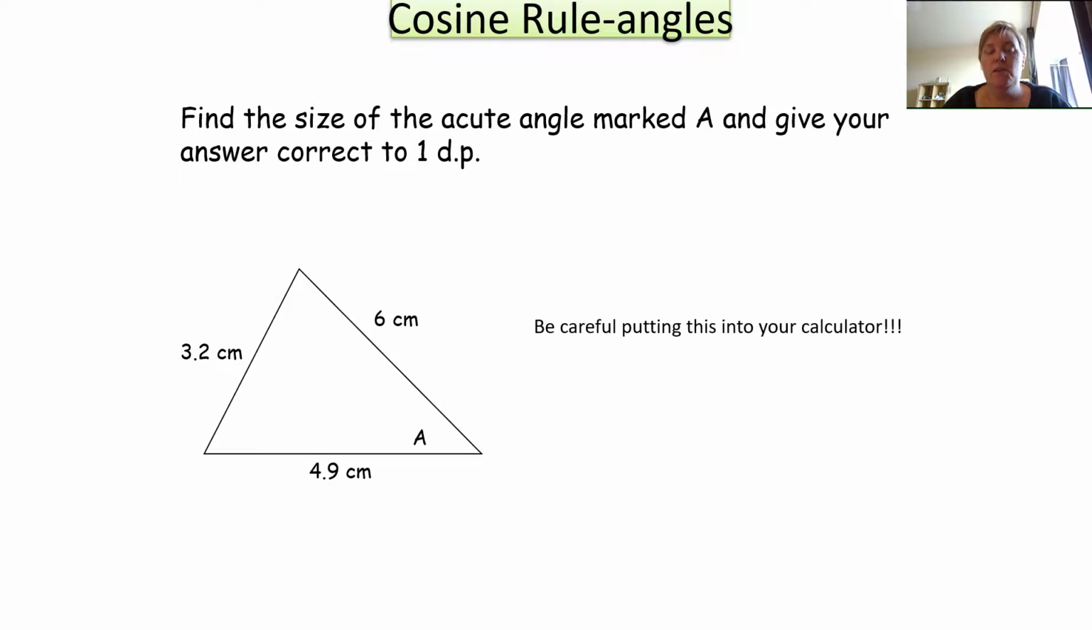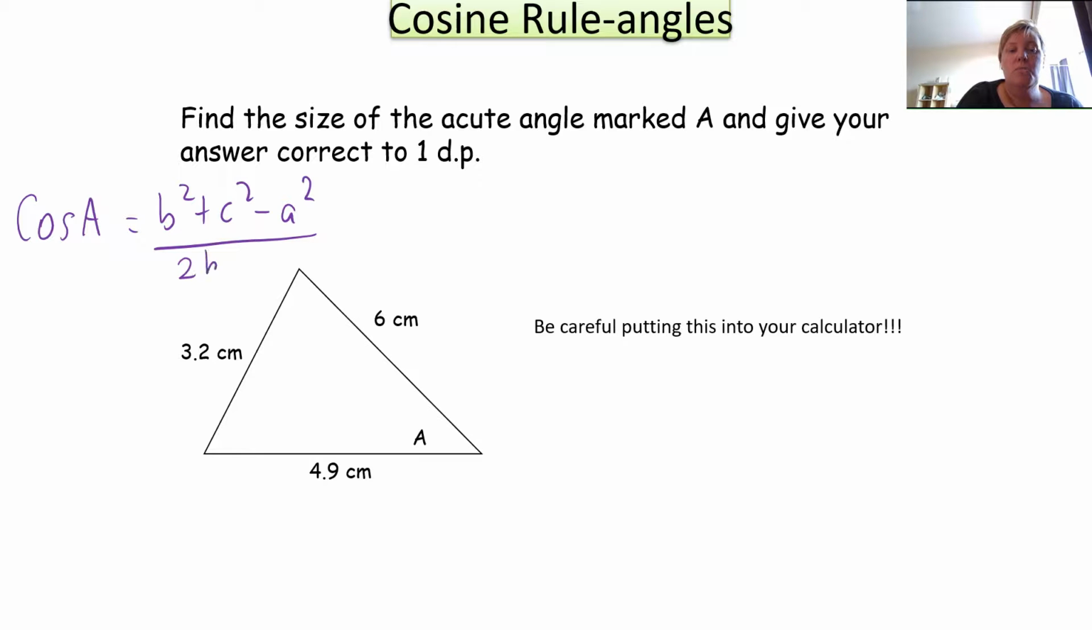All right, so the second of the cosine videos is really just about how to find angles using the cosine rule. If you remember on that first video, we showed you two formulas, one that started with a squared and another one that started with cos A. In this case, we're going to use the one that's cos A. So the formula looks like that. It says cos of A is equal to b squared plus c squared minus a squared over 2bc.